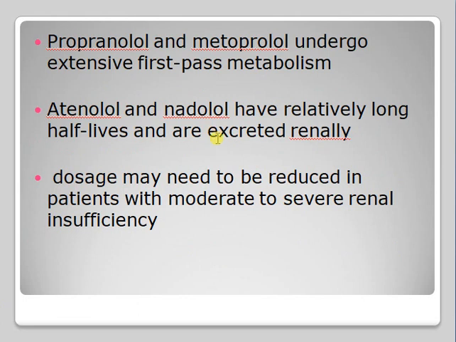Then propranolol and metoprolol undergo first pass metabolism. So extensive first pass metabolism is there, that means their degradation rate is high, and due to that dose adjustment is required, because the dose gets reduced, meaning metabolic activities are more, and due to that the drug is not effective to show its mechanism. So we have to consider this point also.